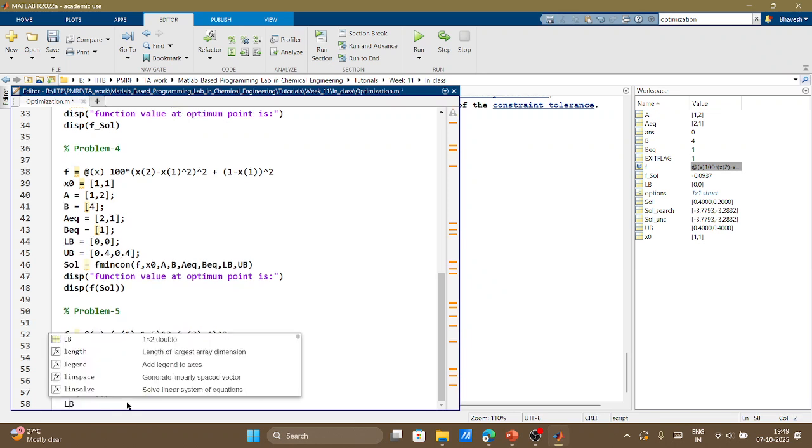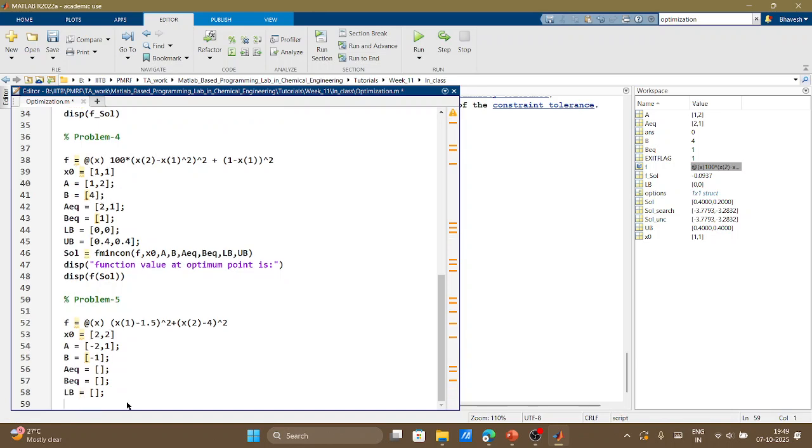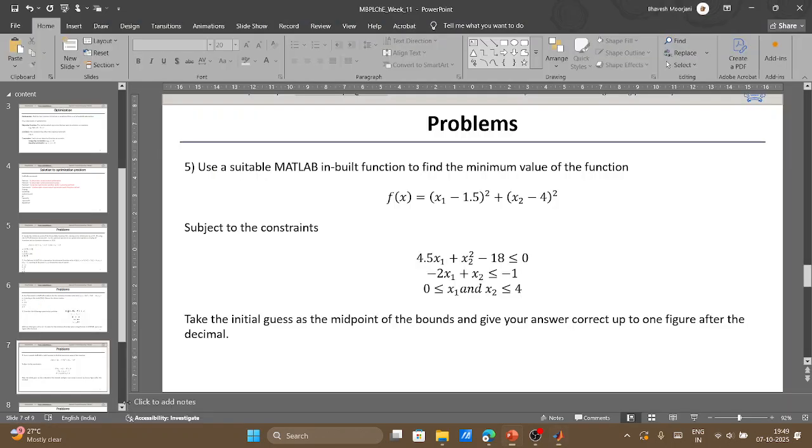Now for the bound part, we have a bound on only one variable, right? Not on the other variable. So in that case, what to do? Can you think about it? Here we have a bound on only one part and not on the other. So in that case, what can I do?